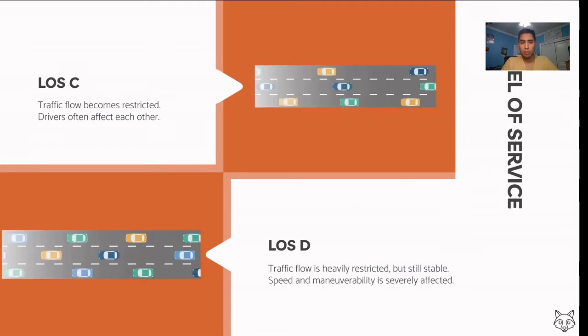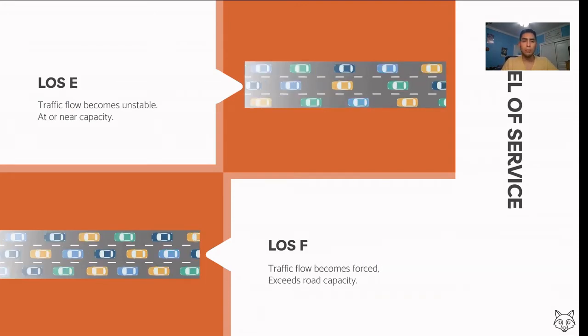Level of service C, which is the third one, is showing that the traffic flow starts to become restricted and drivers are often affecting each other. And this is a step where people will start to notice. Level of service D is when traffic flow is heavily restricted but is stable, and the speed and maneuverability is severely affected. So meaning the speed you're going to probably go at is below or just at the speed limit.